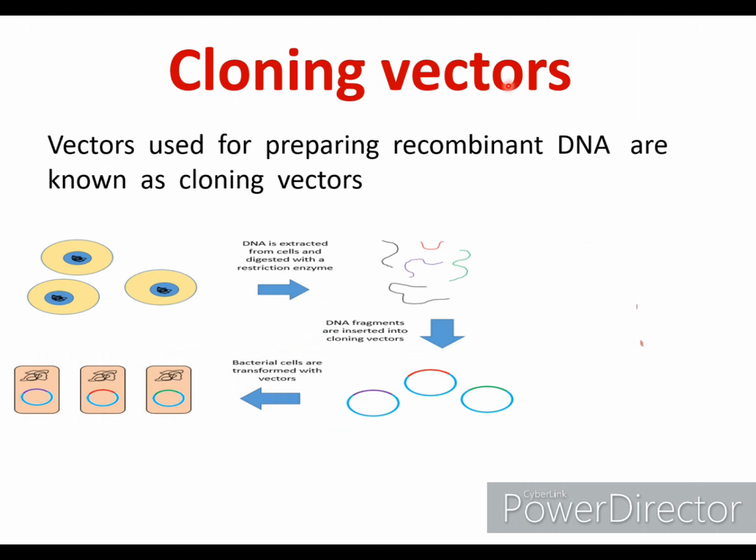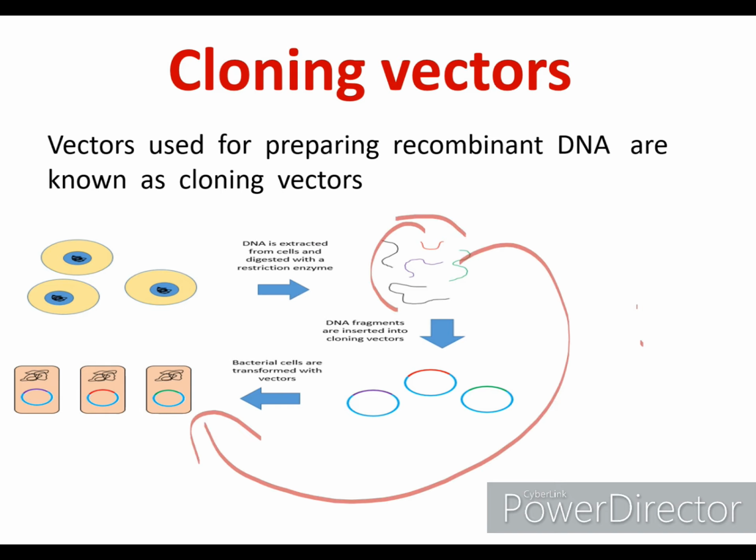Let's start. Cloning vectors. Vectors used for preparing recombinant DNA are known as cloning vectors. These are the agents which are used in the preparation of recombinant DNA. How are they used in recombinant DNA technology? Our desired gene can't replicate alone inside the host organism if we transfer it alone. So, in order to replicate our desired gene, it should be attached with a self-replicating agent or self-replicating vector, that is plasmid. Here, the cloning vectors help in dividing our desired gene inside the host organism.